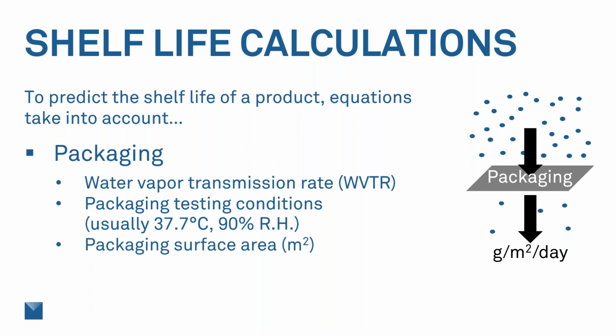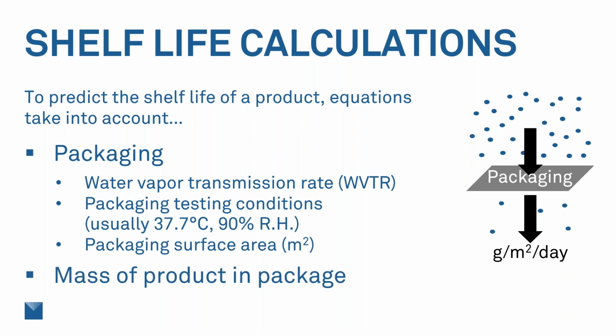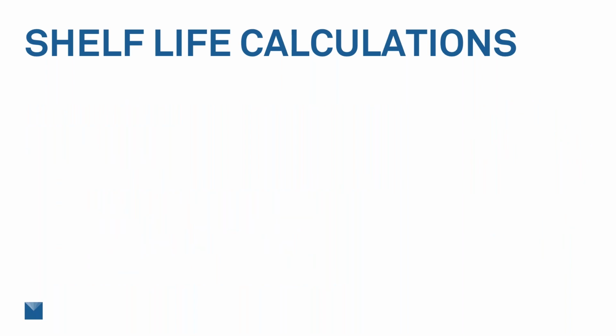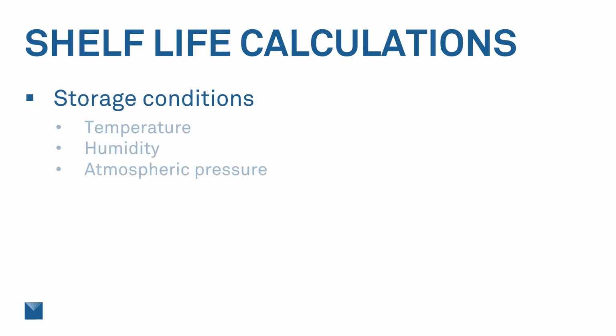In addition, you need to know the surface area of your packaging in meters squared, and you're also going to need to know the mass of your product in its package. There are a few other things you need for these shelf life calculations. You're going to need to know the storage conditions. This includes the temperature, the humidity, and also the atmospheric pressure.